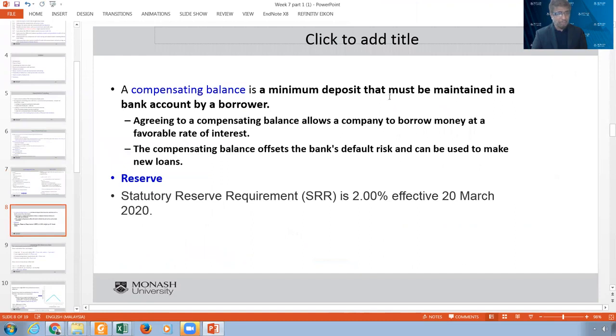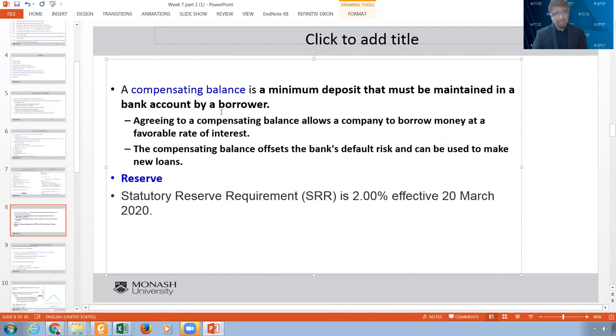It's a minimum deposit that must be maintained in the bank account by the borrower. How does it work? For example, if the bank gives you a 1 million loan, and the compensation balance is 10%, they expect you to deposit 100,000. And that will stay with the bank. That, of course, will decrease their risk in the future. But most importantly, they charge you a rate for 1 million while you have a deposit of 100,000, for which they don't pay you anything. And this is what we call compensation balance.